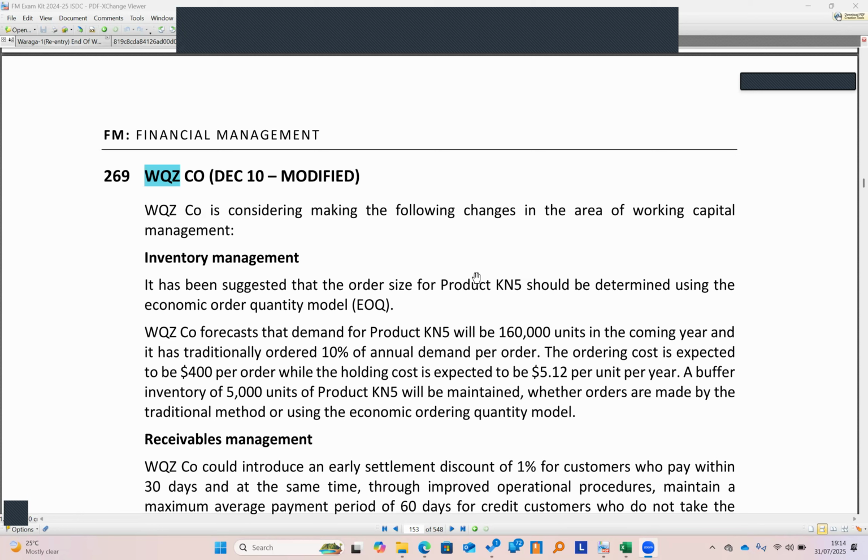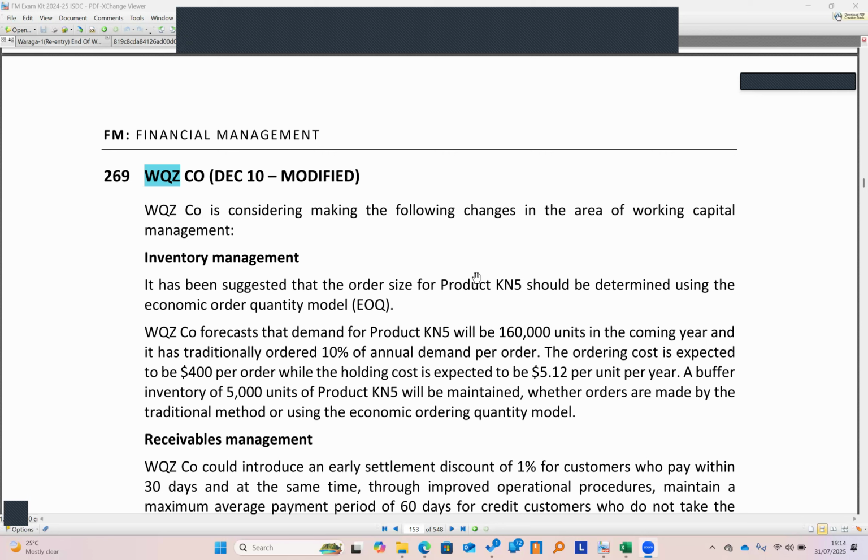Last time we looked at some questions from investment appraisal. Today we are going to look at another section from working capital management, where they question you about inventory, receivables, payables, basically working capital. And this is one of those other questions that you expect to find in section C.